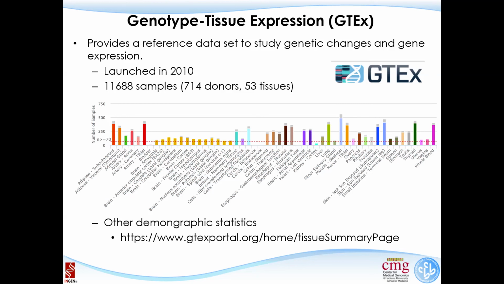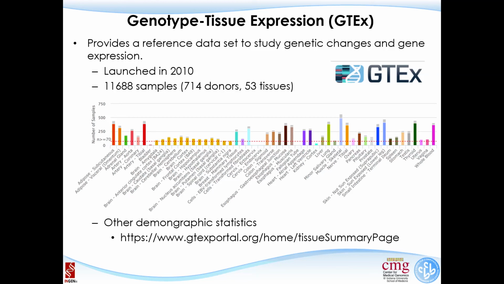The second project I want to talk a little bit about is the GTEx project, or Genotype-Tissue Expression Project. The goal of this project is to provide a reference data set to study genetic changes in gene expression. Basically, we know that unless in cancer situations, the DNA in all the cells in our body should be identical. So DNA is like our blueprint: if we sequence it, we got it.